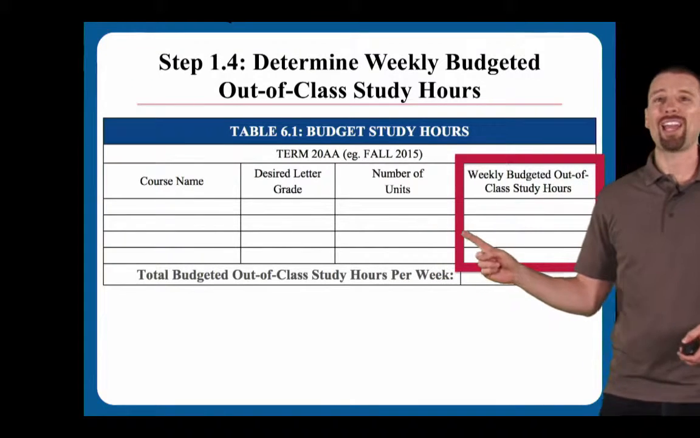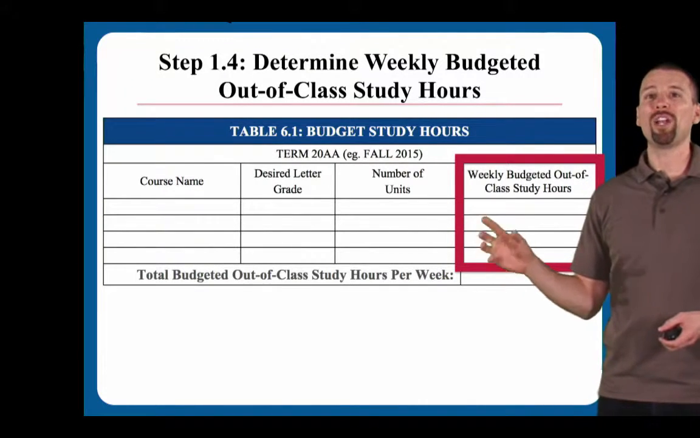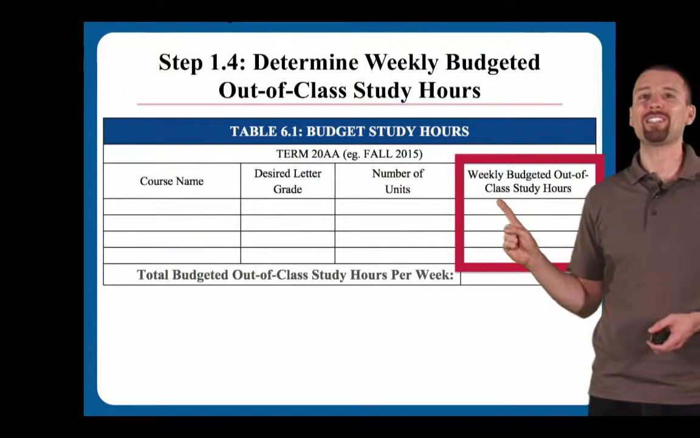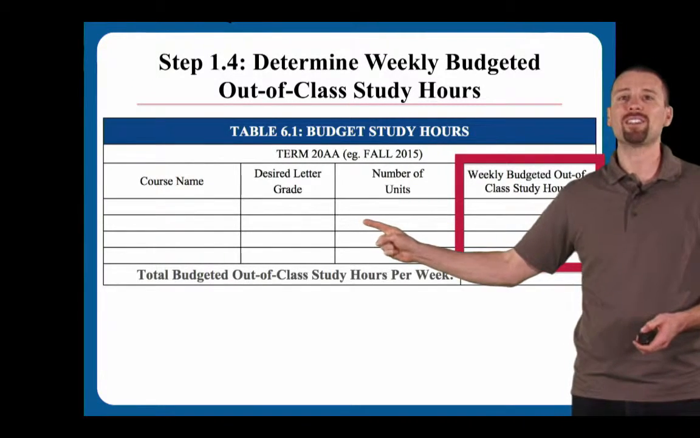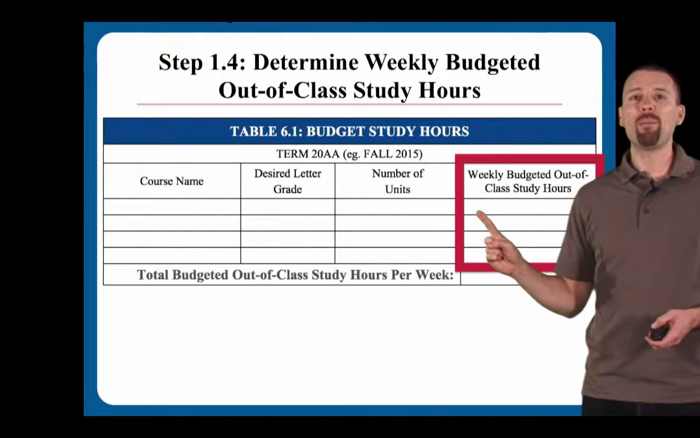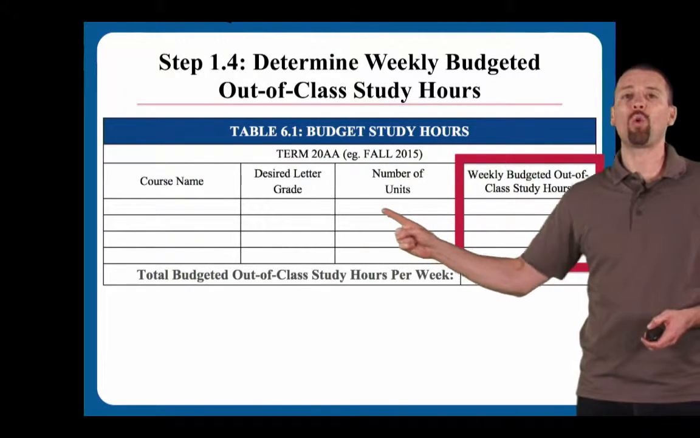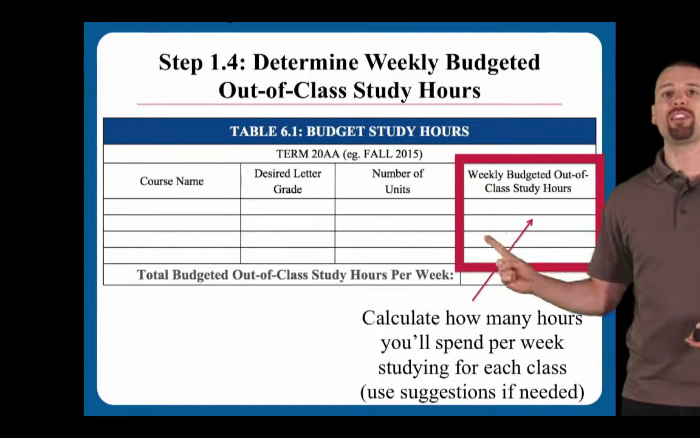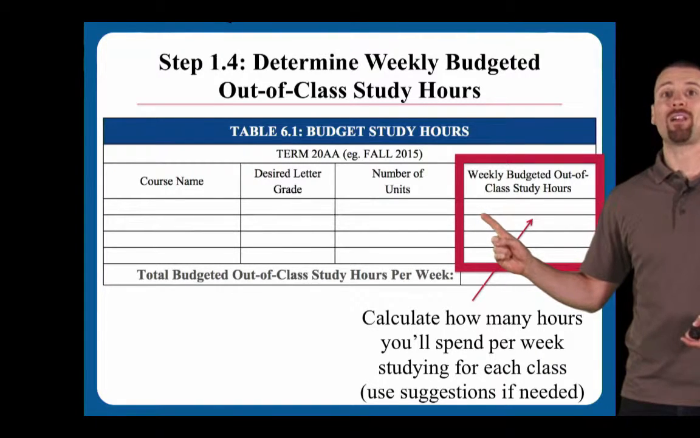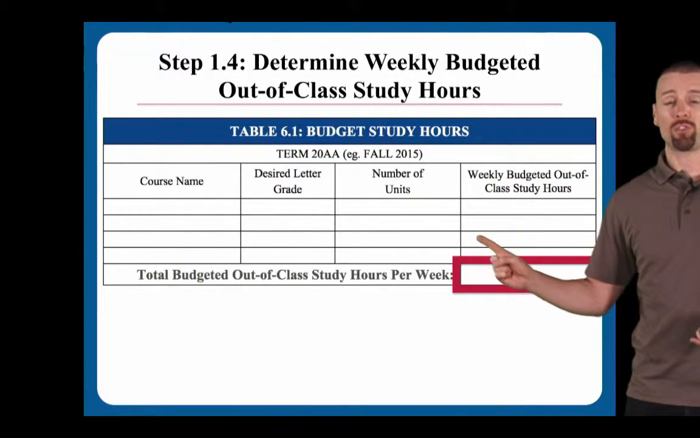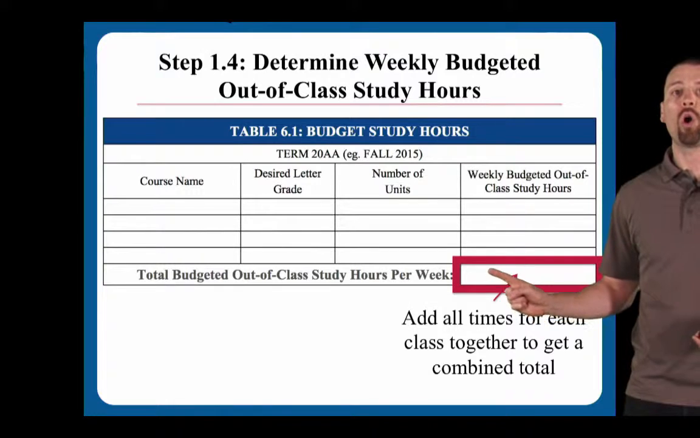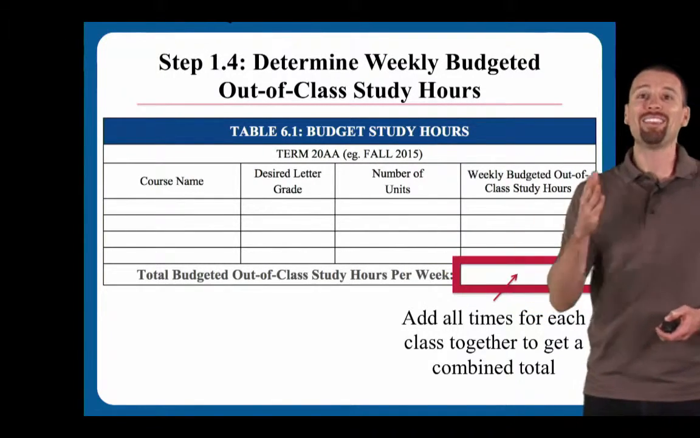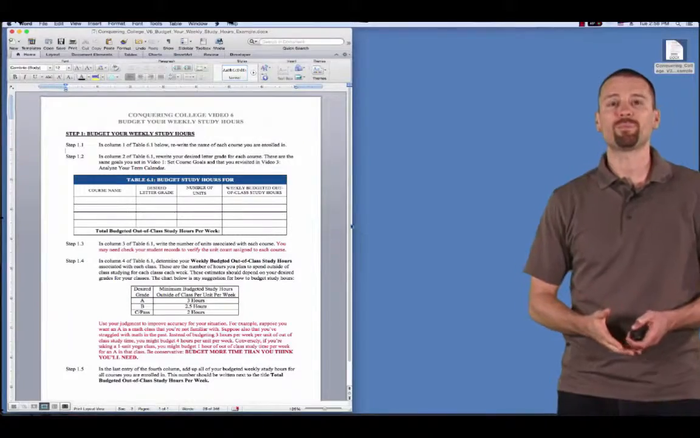Last, we're going to write budgeted weekly study hours, which are budgeted out-of-class weekly study hours, which is the number of hours you plan to spend studying associated with each class. As we'll see, this number comes from looking at the number of units of the course and the letter grade that you want. After you've calculated all of these, the number of hours that you're going to spend outside of class, you're going to add all of them, you'll see this in a second, to get your total budgeted out-of-class study hours per week, for this is your entire academic load. Let's take a look at an example of how this works.